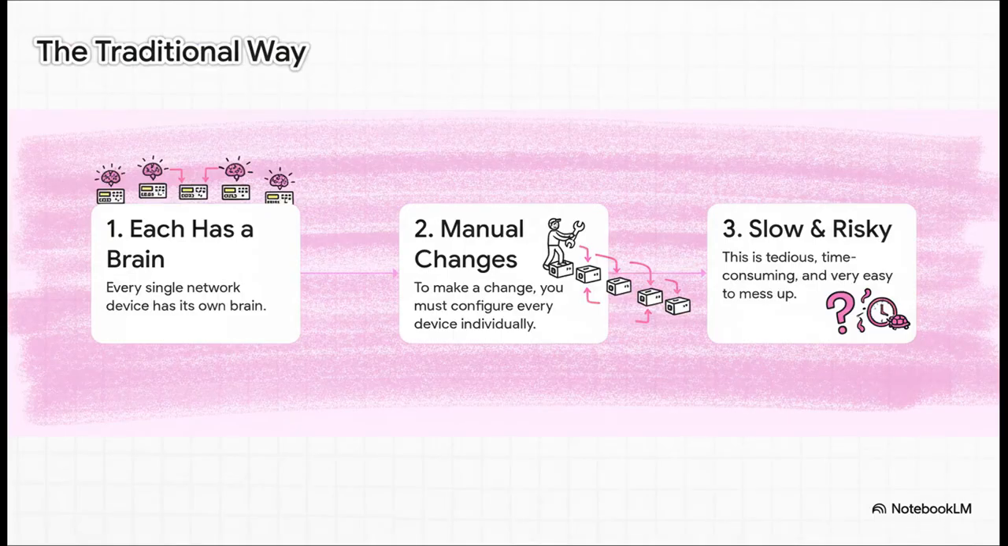And this is where all the pain comes from. Say you're the tech admin for a big school district, and you've got 50 switches to manage. If you want to make one simple change, like say blocking a new social media app, you would literally have to log into all 50 of those devices one by one and type in the exact same commands. It's insanely slow, it's tedious, and if you make one little typo on switch number 42, you've just created a huge problem. It's a nightmare.